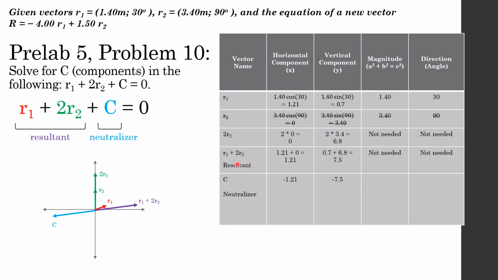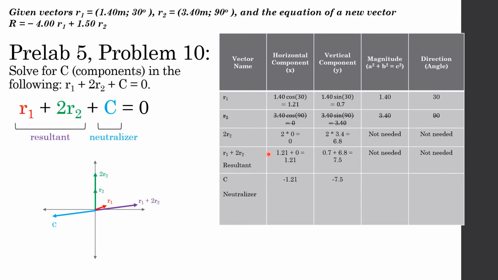Then for the resultant, we have R1 plus 2R2, so that means we want to add up our components for R1 and 2R2. So we have 1.21 plus 0. That gives us our x component for our resultant, which is 1.21. Then we want to do the same thing for the vertical components, so we have 0.7 plus 6.8, and that gives us 7.5. Then the problem, remember, was asking us for C, which I decided to call my neutralizer.